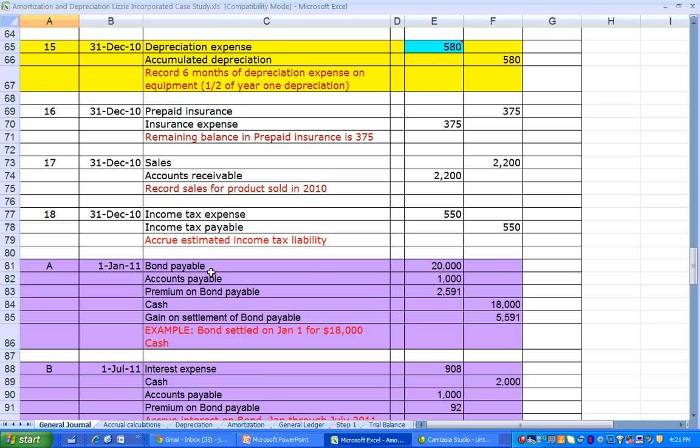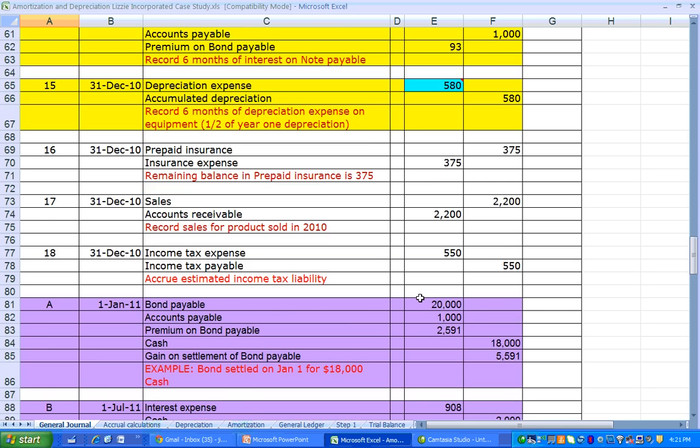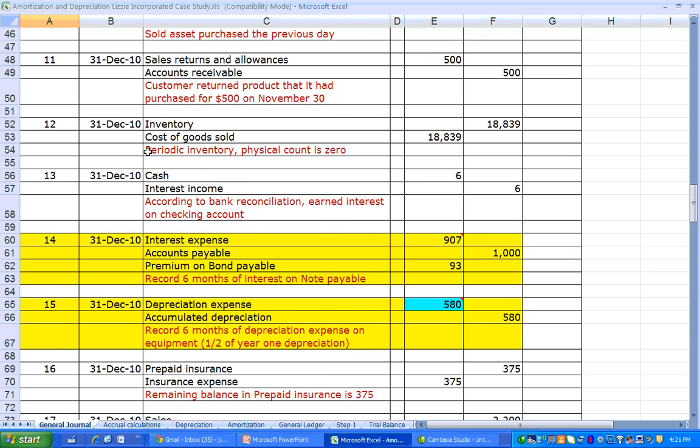If we paid more than the carrying amount of these bonds as of January 1, 2011, there would have been a loss. So keep in mind, we can have a gain or a loss on settling a liability, just like we did in the Lizzie Incorporated example, where we had a gain or a loss on the disposal of some equipment. It works exactly the same way. You zero out the balances in the bond payable and the premium or the discount, and the difference between that and what you paid to settle the bond is your gain or loss.